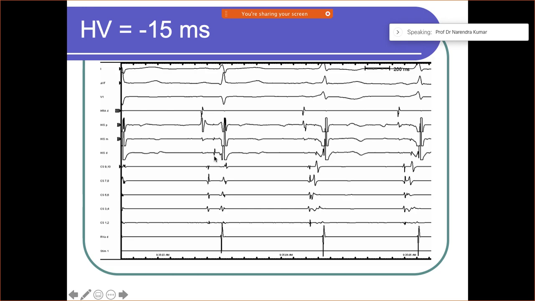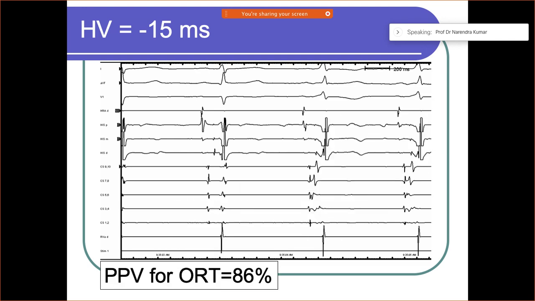So when you look at the HV interval, what is happening? From the H to the surface V, it's not even positive. For example, over here, H is in front of the V, the surface QRS, so it's positive. However, over here, if you look carefully, the onset of the surface V is in front of the His. So this is again characteristic, here the HV is minus 15 milliseconds. So what is it characteristic for? In fact, almost always it is going to predict ORT, orthodromic reentry tachycardia.